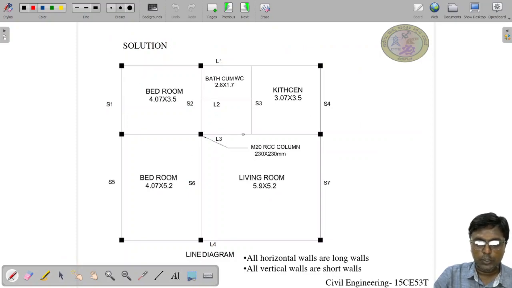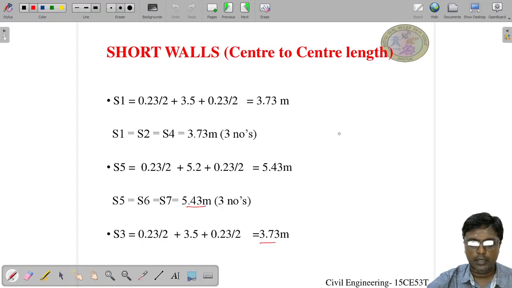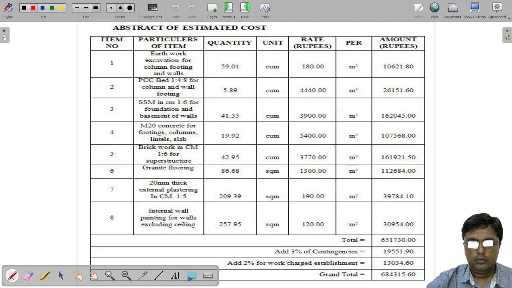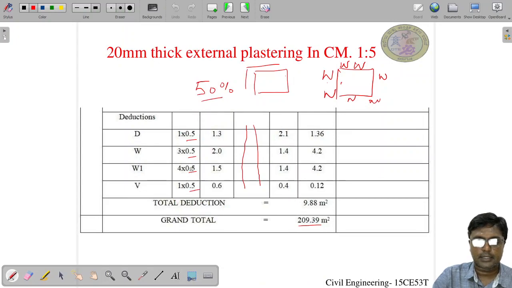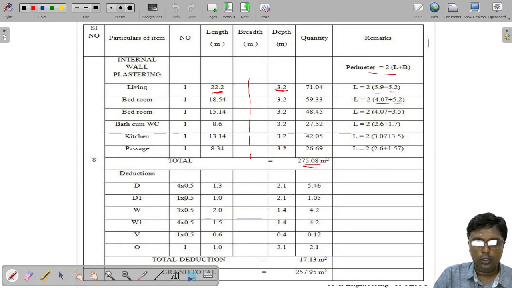But the opening which is here, we have taken this opening twice. How? While taking the measurement of this passage and while taking the measurement of this living room. That is how we have taken the opening as 1. All the others we have deducted 50%, same as this case, because here also we have taken it only once. But this opening we have taken twice. That is why we are deducting it 100%.